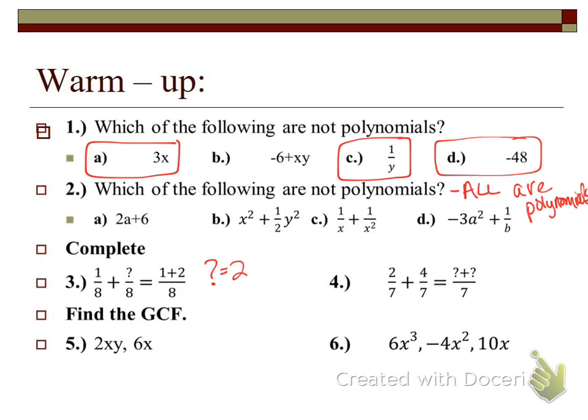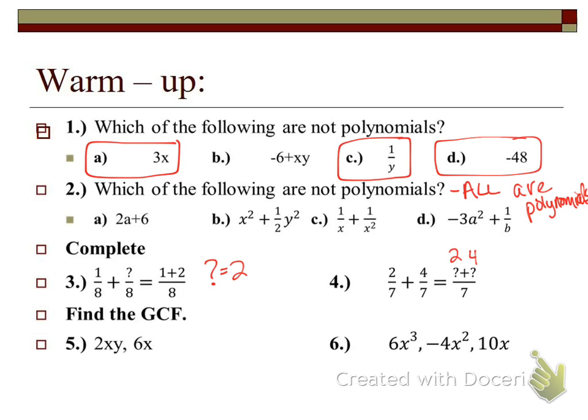So what do you think goes in place of the question marks on number 4? 2 and 4. So again, if we are adding fractions with a common denominator, we can just add the numerators, keep the same denominator. That's a property that we're going to be using in our notes today.